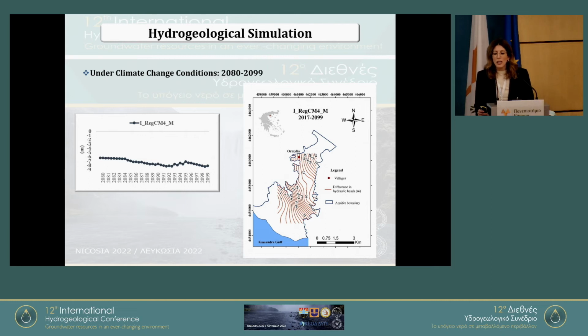As you can see on the diagrams, a continuous decline in water level is estimated. On the map, you can see the differences between 2017 and 2019 on the coastal aquifer. The largest differences in hydraulic heads are observed in the north part of the aquifer.